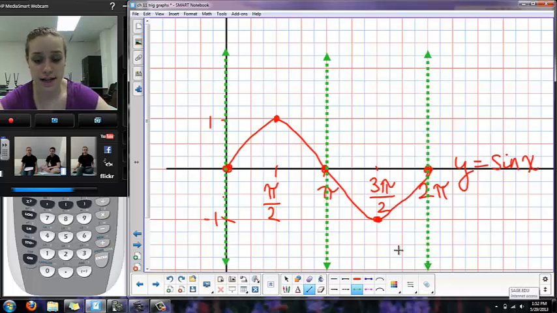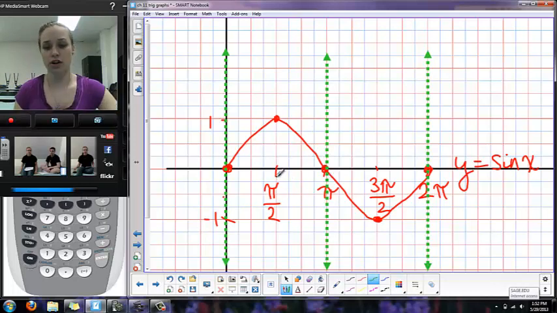Remember, we saw these exact same things when we were dealing with tangent. It means that the function is never ever going to touch those lines. They're just going to get really, really close to them, but never touch them, and just keep going on to infinity. So this is a really cool way to draw cosecant.